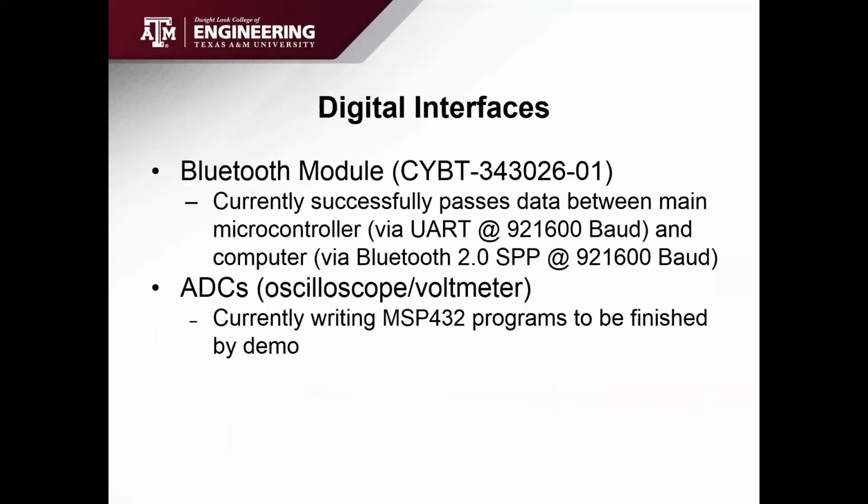So with regards to the digital interfaces between my subsystems and Austin's subsystems, as well as my subsystems and Javier's subsystems, for the Bluetooth module, I have currently successfully programmed it to pass data between the main microcontroller and the computer. The Bluetooth module communicates with the main microcontroller via UART at 900 kilobauds, and the Bluetooth module communicates with the computer via Bluetooth 2.0 serial port profile at 921 kilobauds.